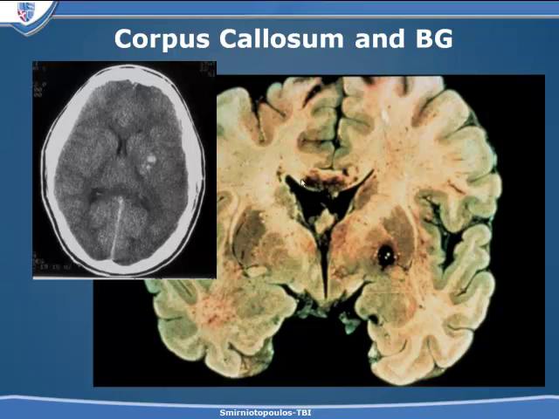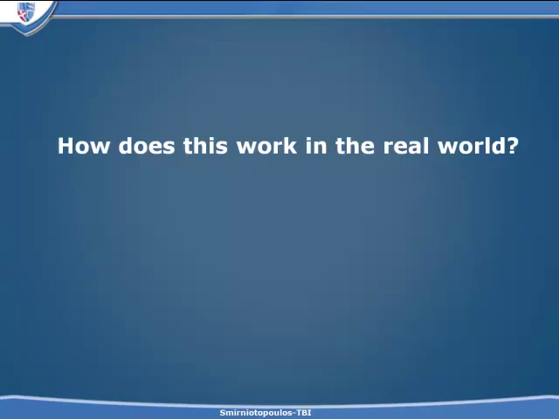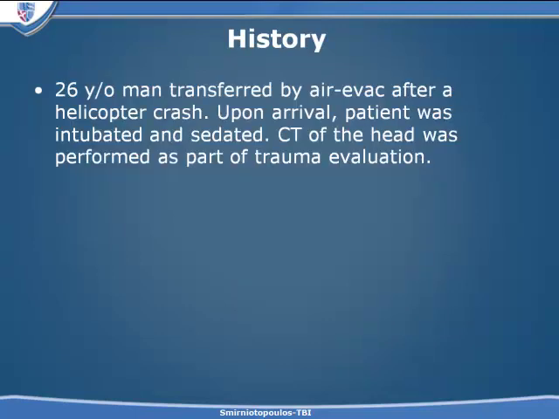But in the same patient, we can also see the classic hemorrhage involving the mid and inferior portion of the body of the corpus callosum, suggesting that these lesions are both the result of the same cause, a traumatic brain injury. So let's conclude by seeing how this works in the real world. We have a 26-year-old man transferred by air-evac after a helicopter crash.